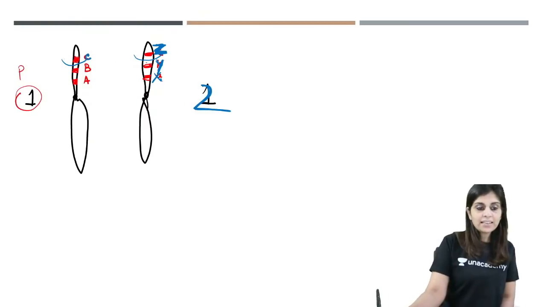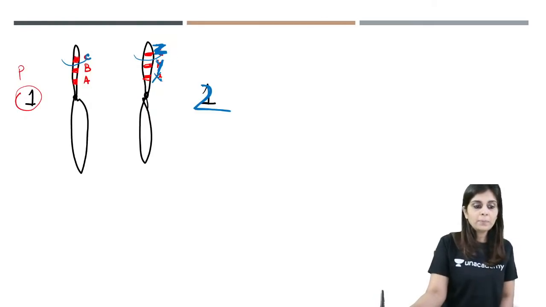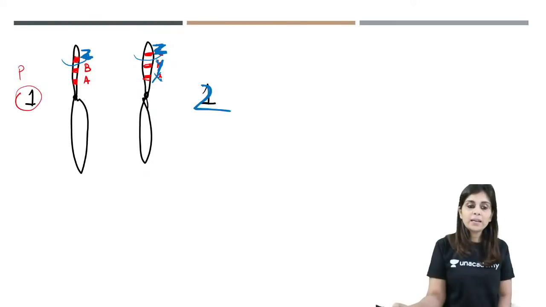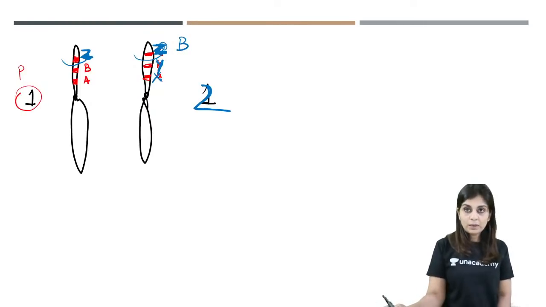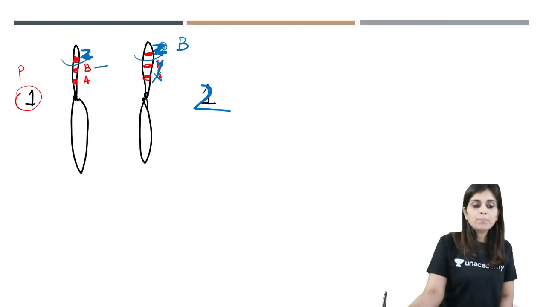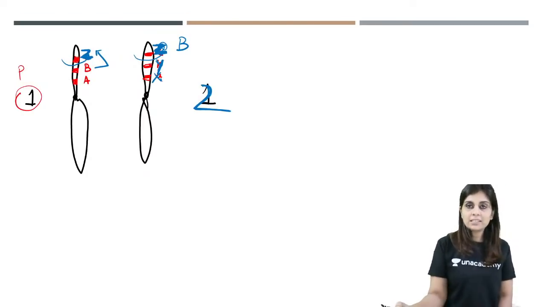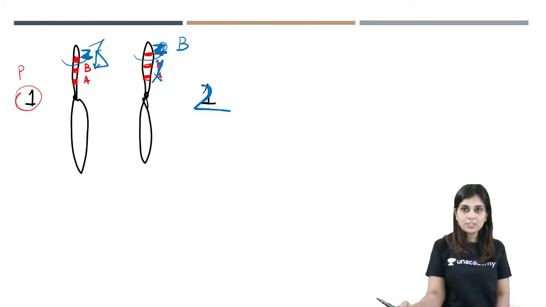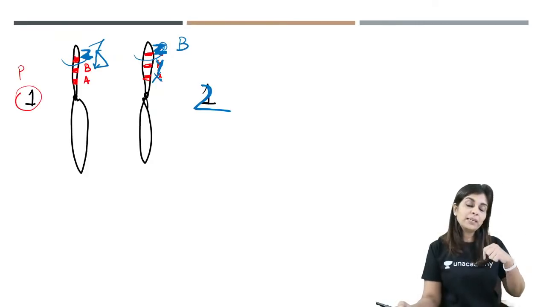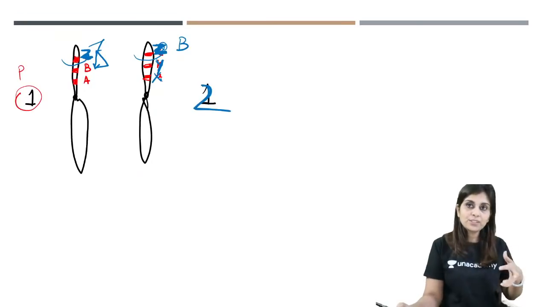In that case, if there is breakage and exchange, capital B gene is paired with capital Z, and Y is paired with capital B. In which case, the B gene product might interfere with Z expression, or the Z gene product might interfere with B expression. Do you understand this?